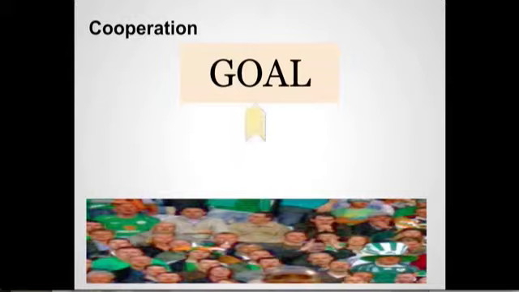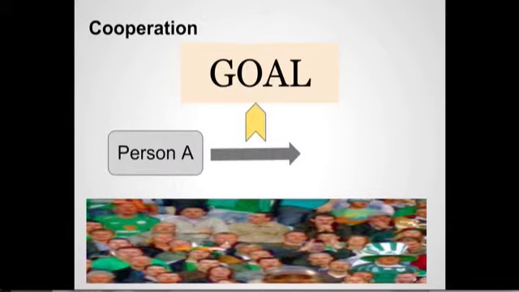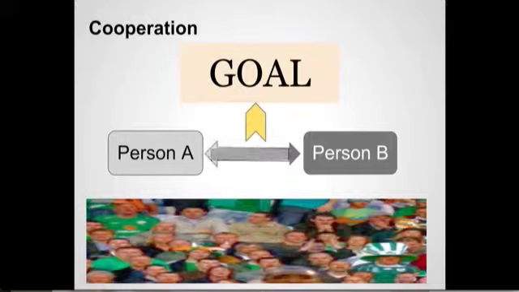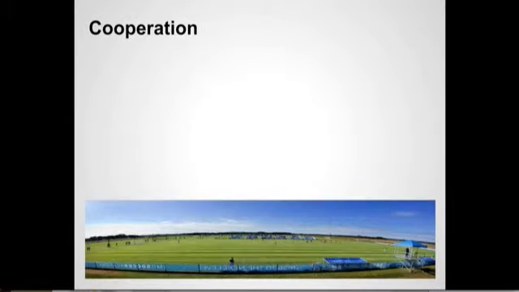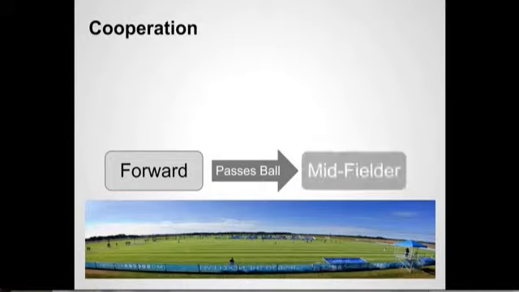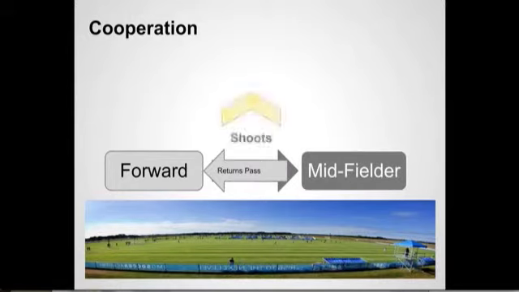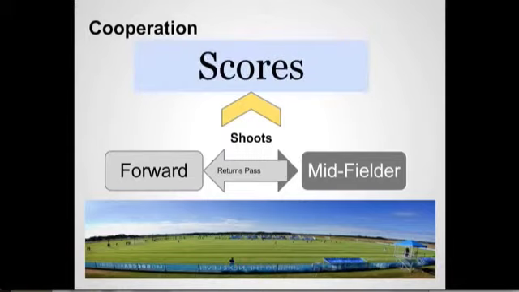The next type of interaction is cooperation. Cooperation involves a group, and that group wants to achieve a goal. And to do so, person A will help out person B, and person B will help out person A. And through this cooperation, the goal can be achieved. So, cooperation can look like a soccer match. The forward passes the ball to the midfielder, the midfielder passes the ball back to the forward, the forward shoots, the forward scores. They achieve their goal.